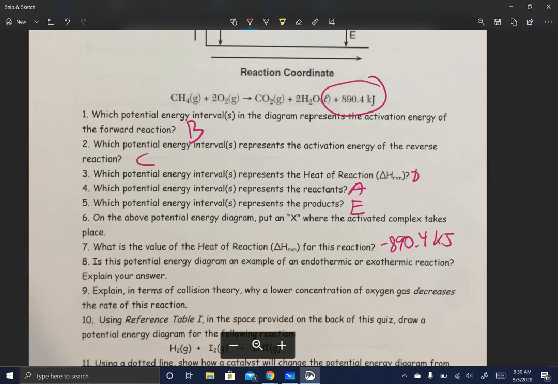Okay, 8. It is exothermic, and why you would say the products have less energy than the reactants. I know I'm abbreviating. Products have less energy than reactants. That means energy was lost as the reaction progressed. I'm kind of out of room there. Okay. Let me clear this.